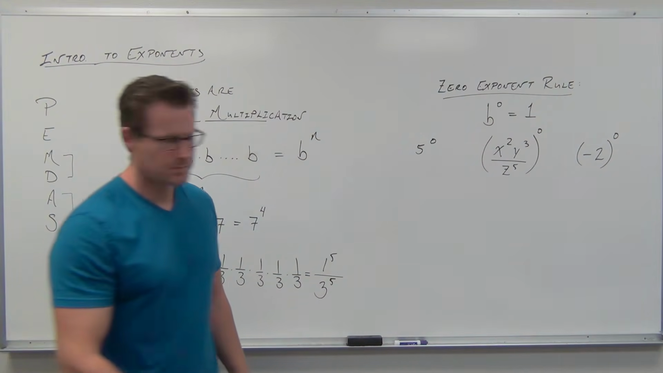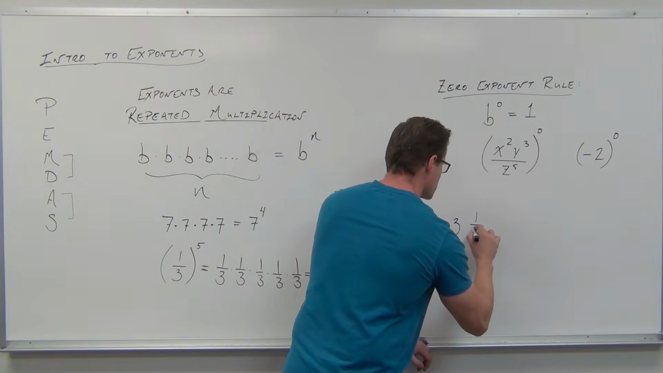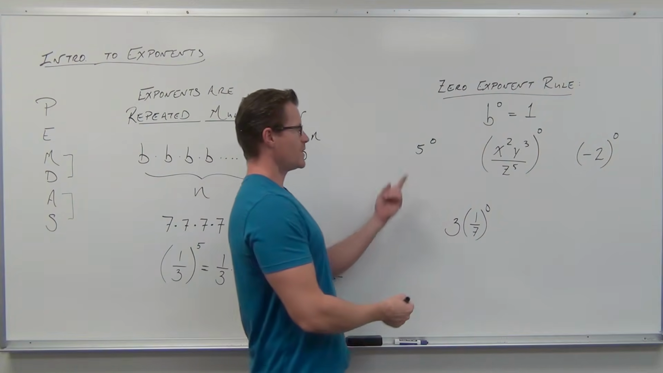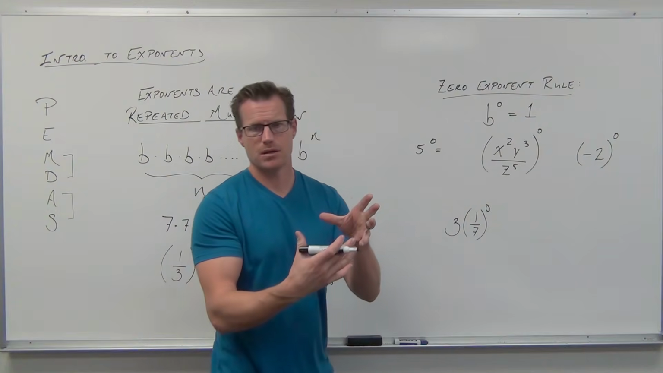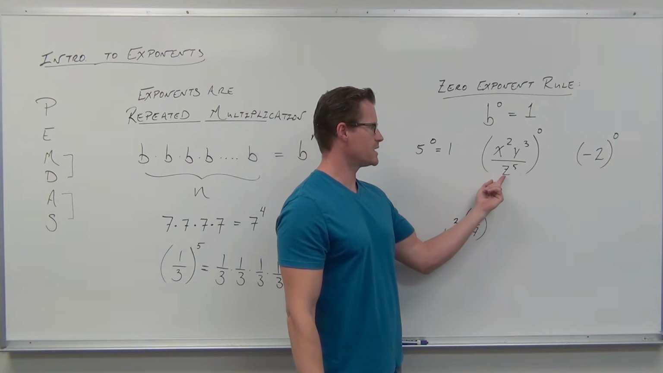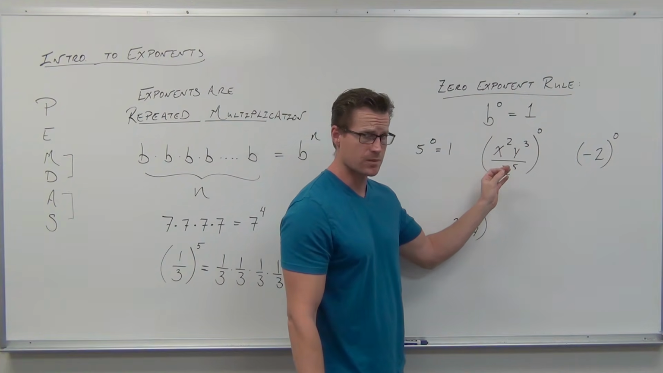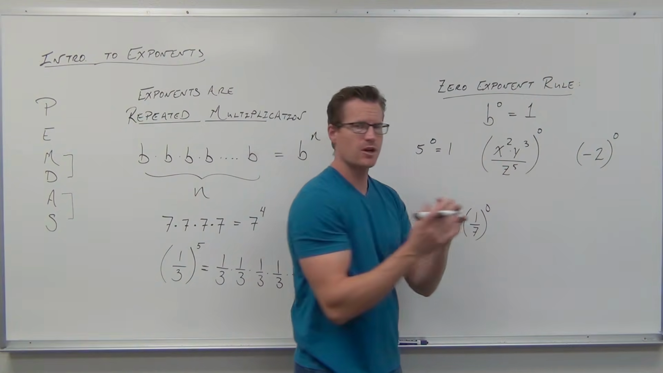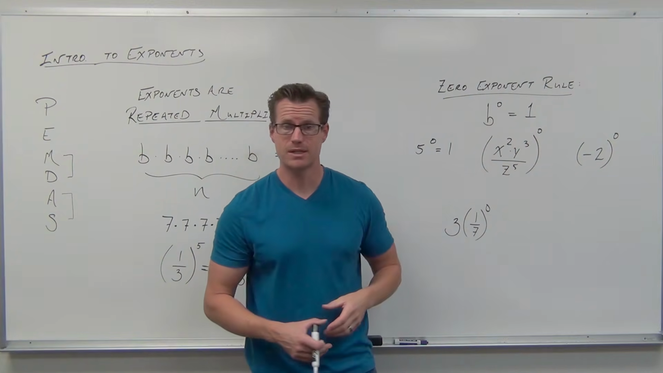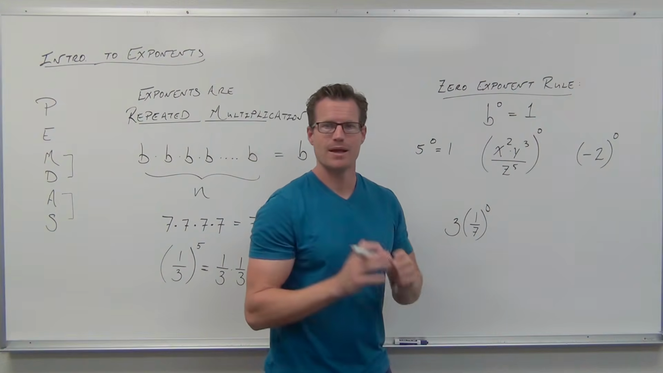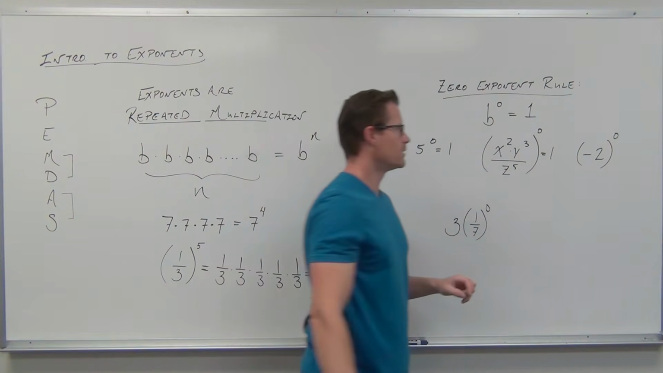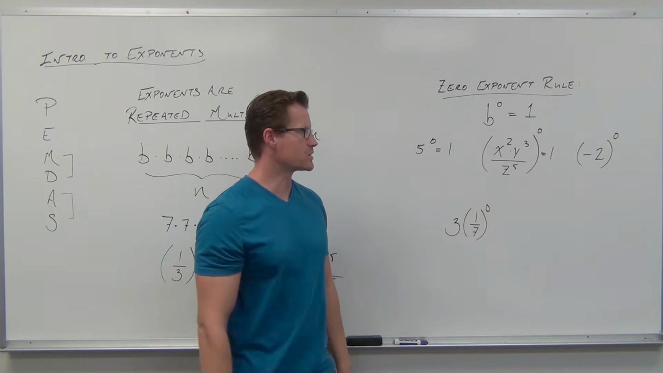And maybe one more. So let's use the zero exponent rule really quickly. How much is 5 to the 0? Anything to the 0 power is 1. How much is x squared y cubed over z to the 5th, or x to the 2nd power times y to the 3rd power over z to the 5th power, all raised to the 0 power? Remember, anytime variables are next to each other, they're multiplied. No matter what these are, anything non-zero raised to the 0 power is 1.